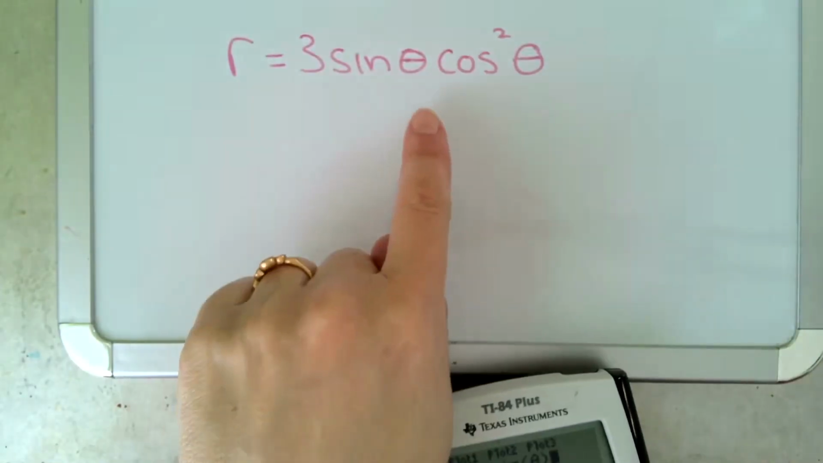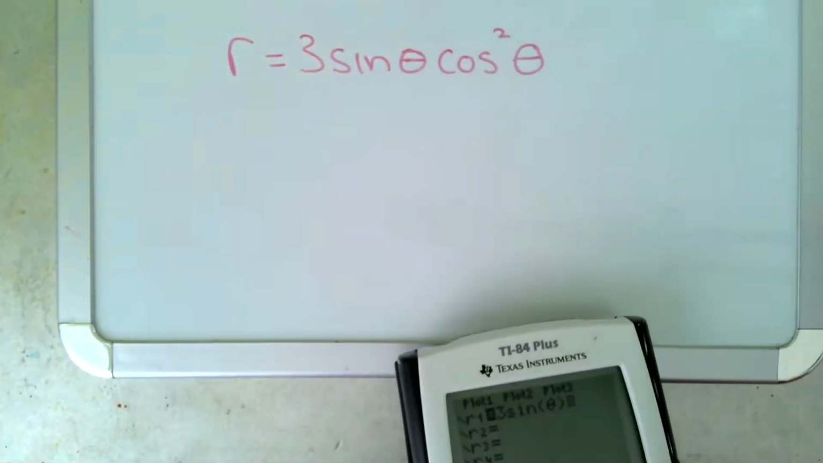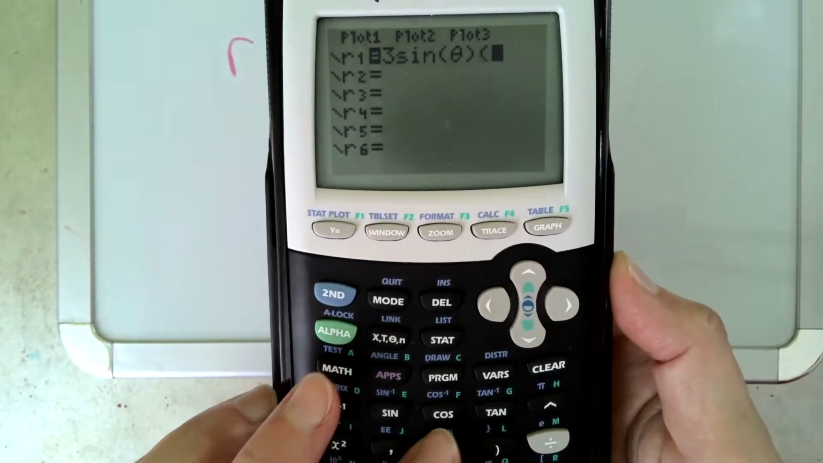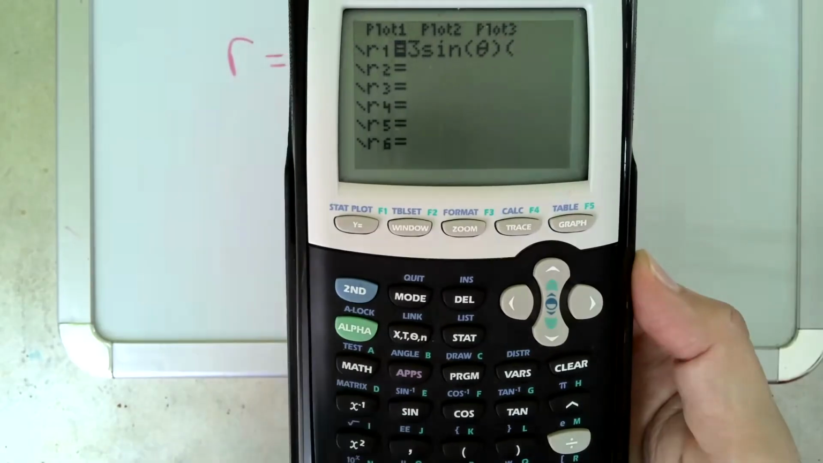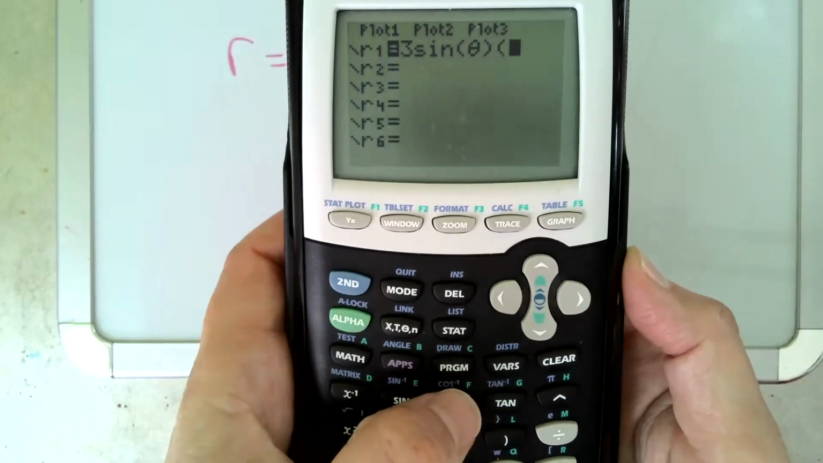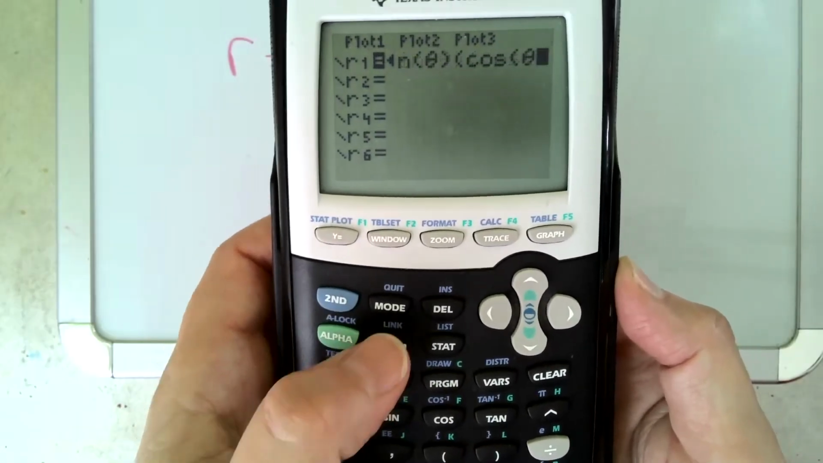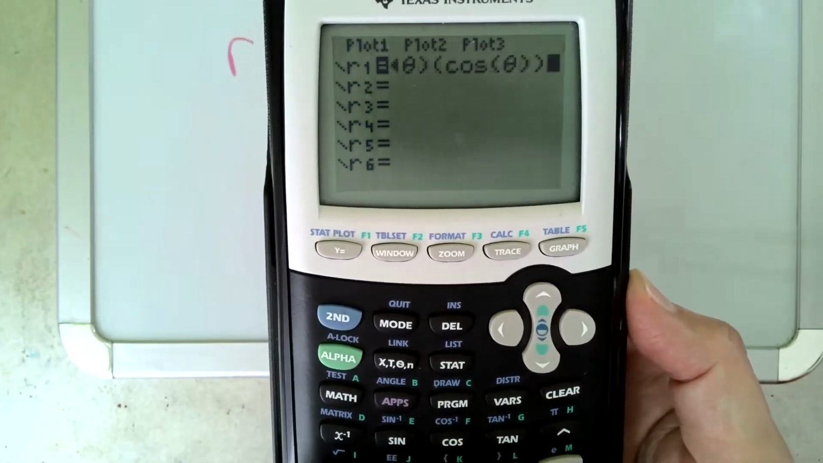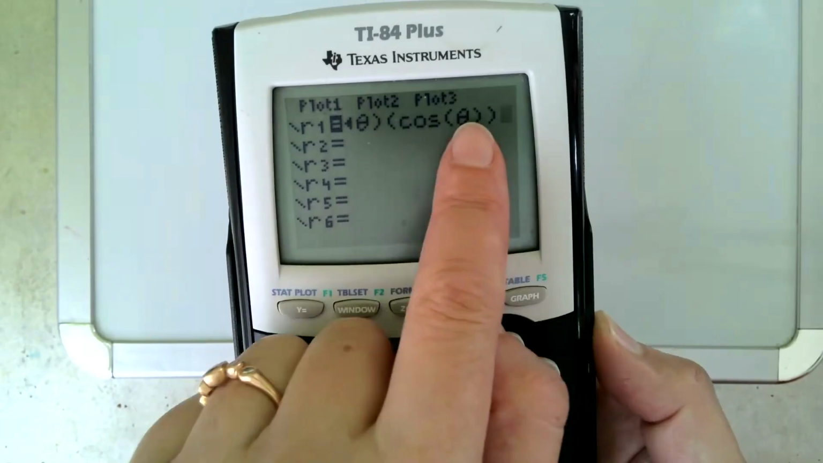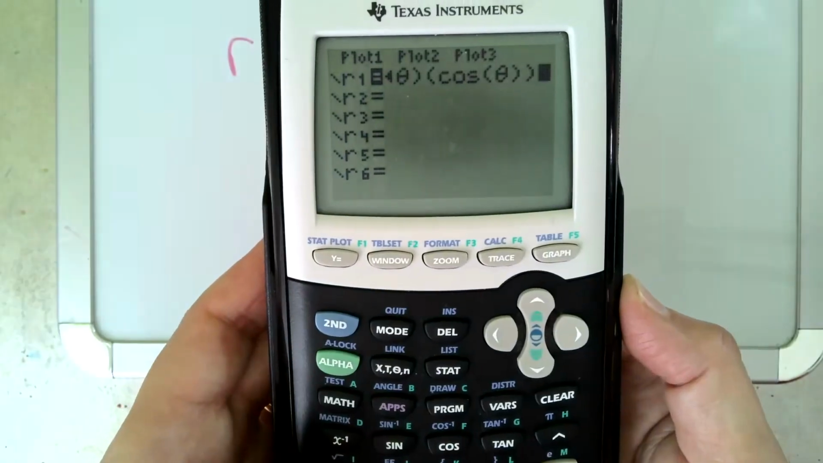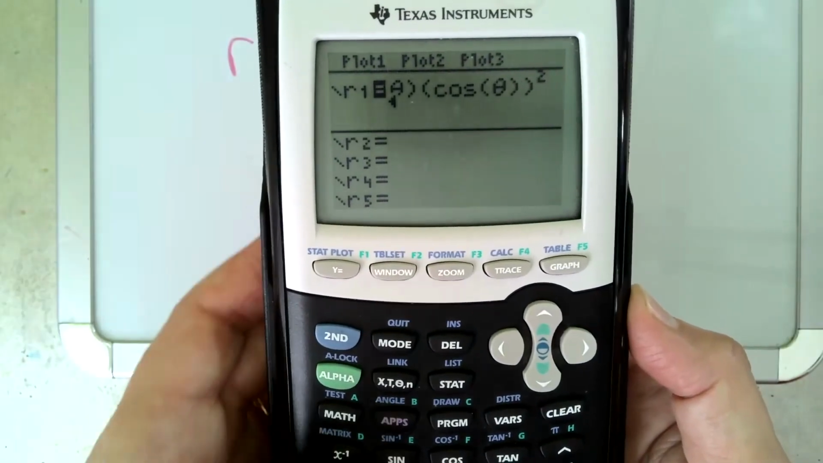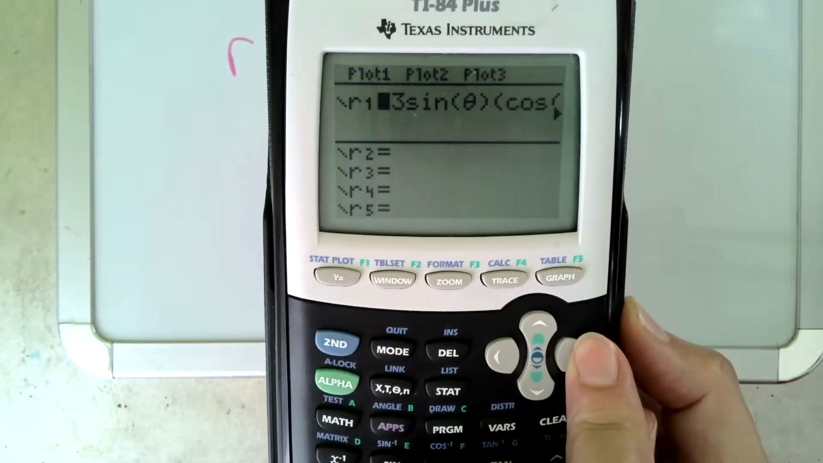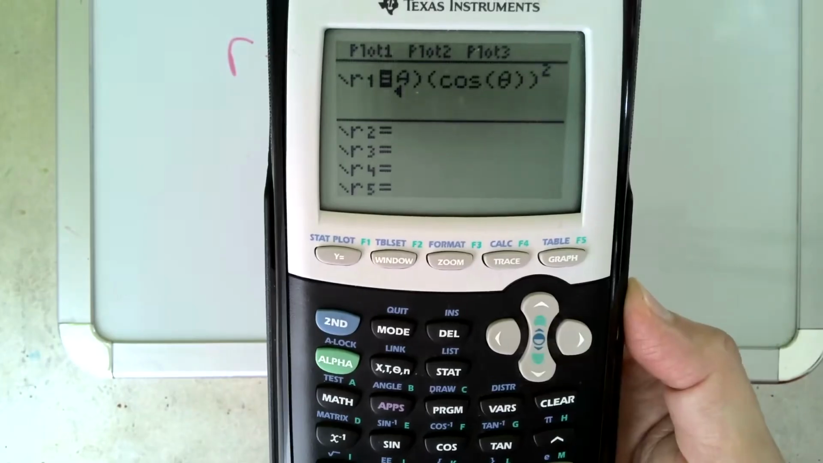Now I need to do cos squared theta. Well, how do I put that in? Here's what I'm going to do. I'm going to do parentheses because I know I want to square the whole cosine theta. I'm going to choose cosine theta, close the parentheses on my theta, close the parentheses on my cos theta, and now add in the squared term. Okay, so that gives me my 3 sine theta cos squared theta.